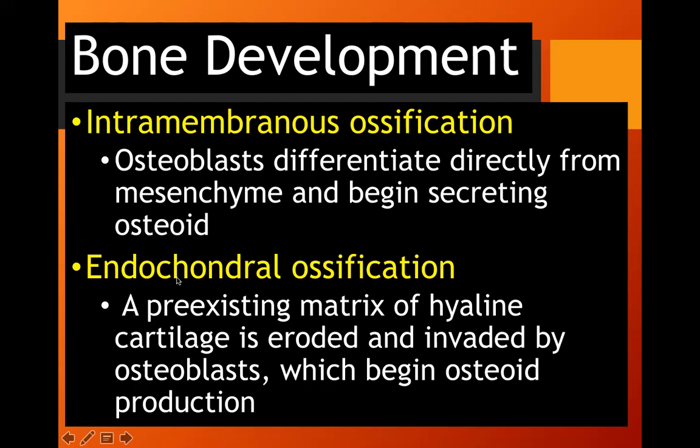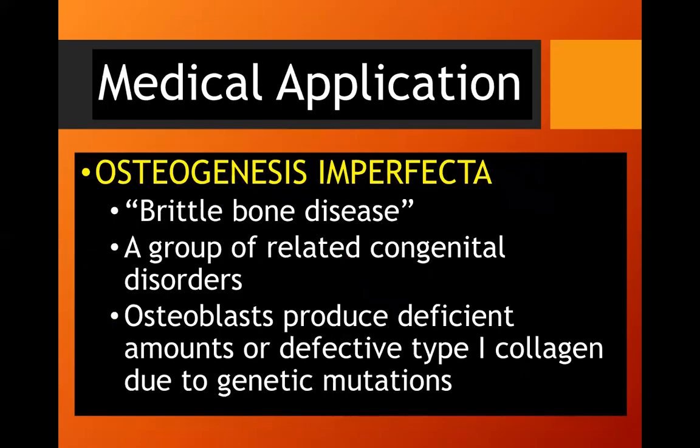The endochondral is defined as the pre-existing matrix of hyaline cartilage being eroded and invaded by the osteoblasts, which begin osteoid production. We already know that osteoblasts will begin osteoid production. But in the endochondral, there is a pre-existing matrix. The erosion of this pre-existing matrix will eventually be invaded by the osteoblasts, and this is what we call your endochondral ossification.